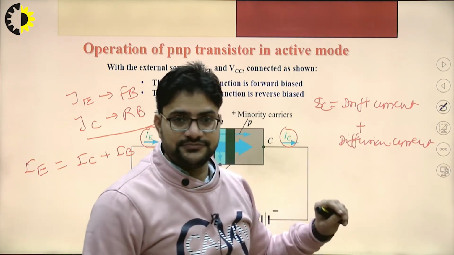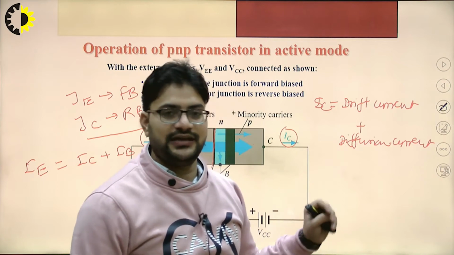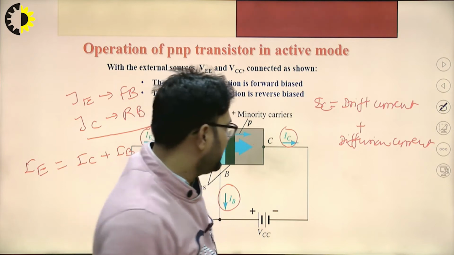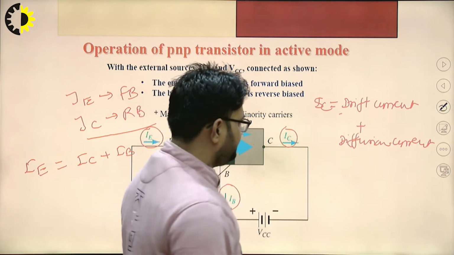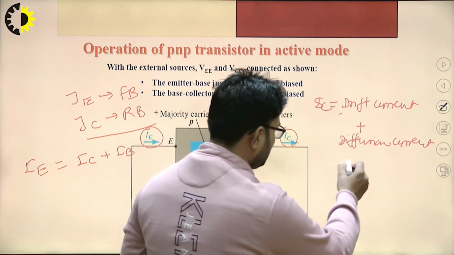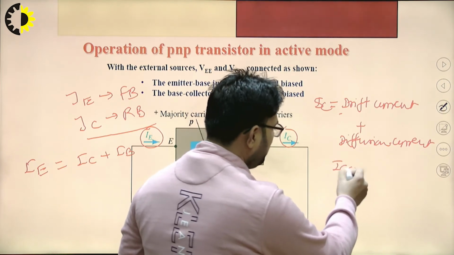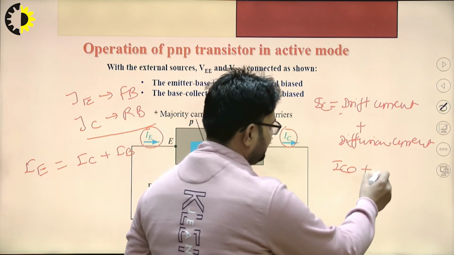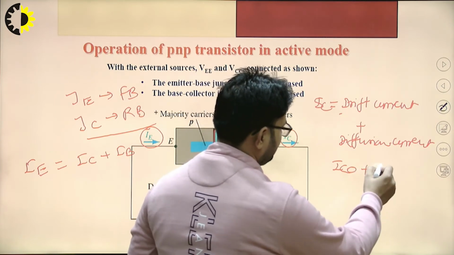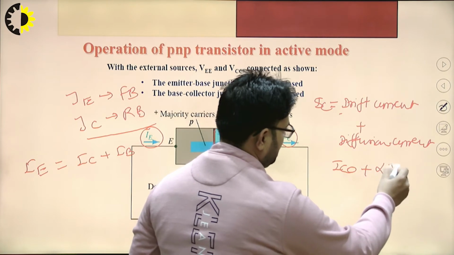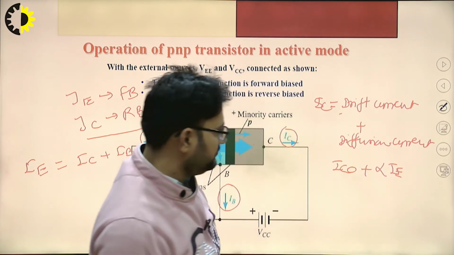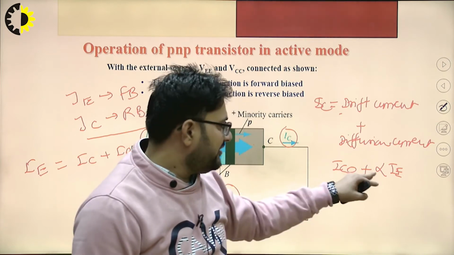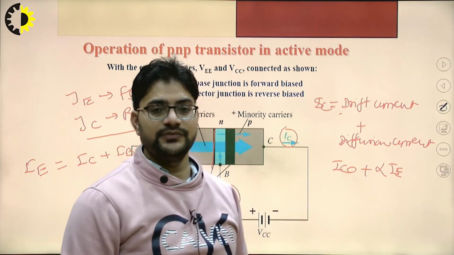For any device to work as in the ideal case, this minority charge carrier current should be as minimal as possible. This drift current is represented as ICO, and the diffusion current is alpha IE. This alpha is actually the ratio of the currents.